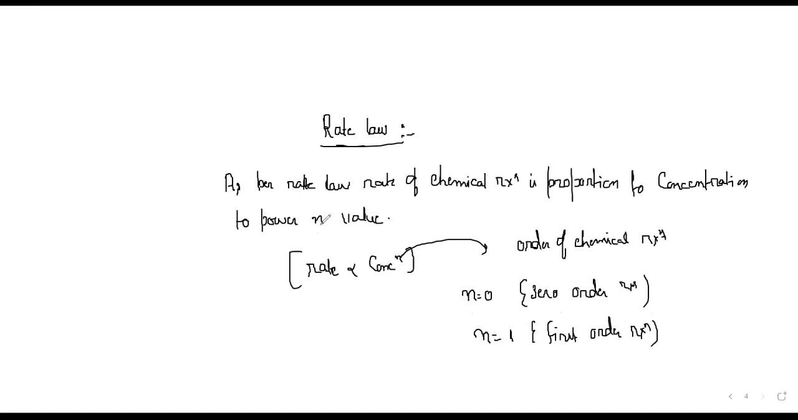So as per the rate law, the rate of the chemical reaction is proportional to concentration to power n value. N is the order of the chemical reaction. If n value is equal to 0, it means zero order reaction. If n value is equal to 1, then it is a first order chemical reaction.